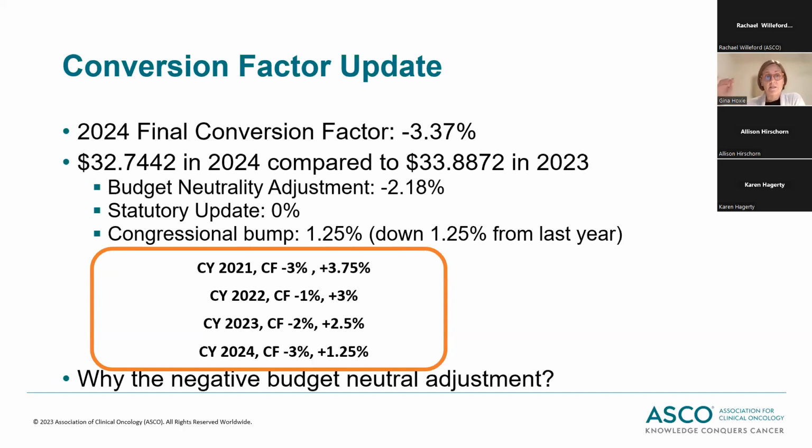So that addition into the fee schedule has been slowly decreasing over the last 4 years. So in 2021, they added 3.75%. In 2022, it was 3%, and so on. So now we're down at 2.5% in 2023, but next year it's going down to 1.25%. So that's the final thing that is driving that reduction in the conversion factor. We're going to talk really quickly about the budget neutrality adjustment and why that budget neutrality adjustment is going down so much.